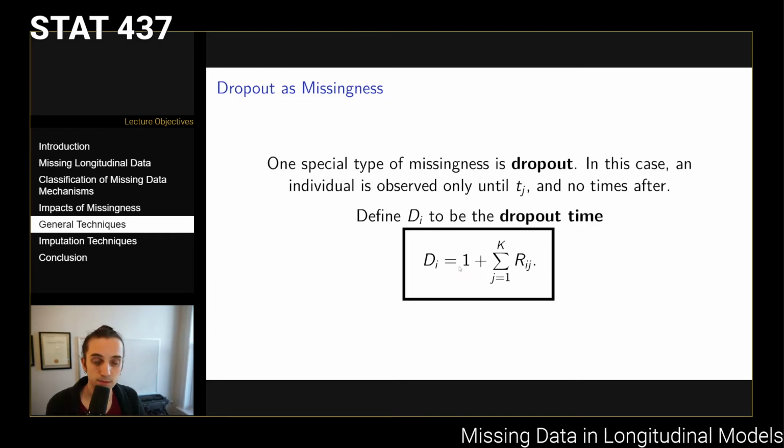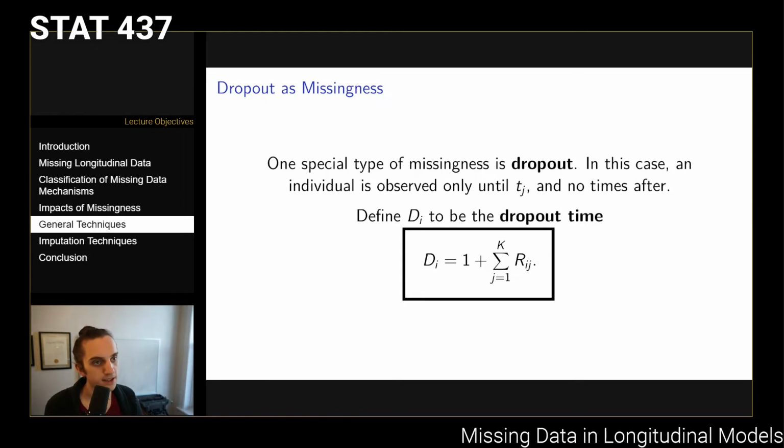So if we take 1 plus the summation of their observed indicators, then if someone is last observed at 0.3, then Rij is going to be a 1 for stages 1 and 2, and then it's a 0 after that. So Di is going to be 3, the last point that they were observed. If someone's observed for the full study, then Di is going to be K plus 1, which we read as they didn't drop out until after the study was already over, okay?